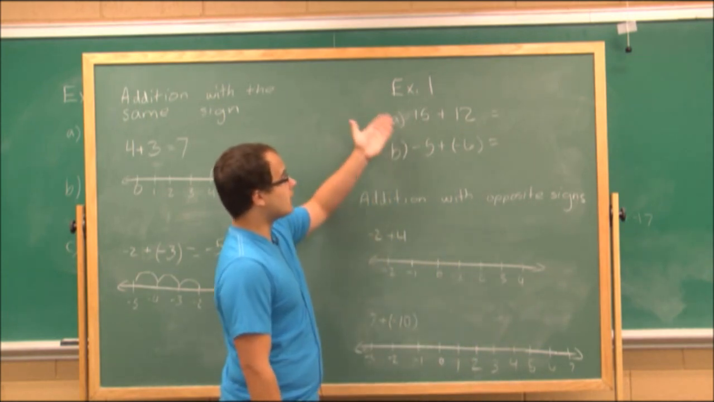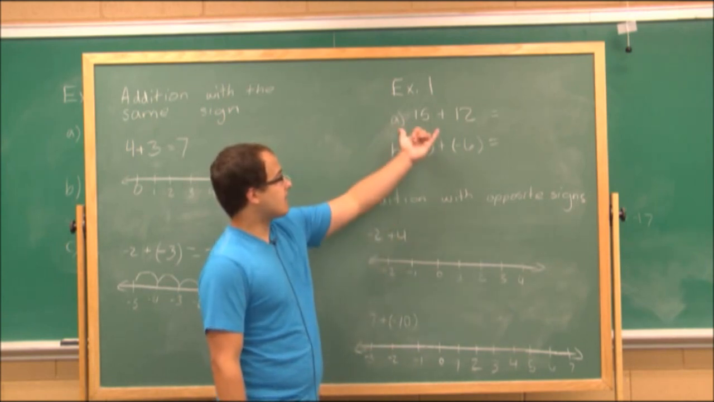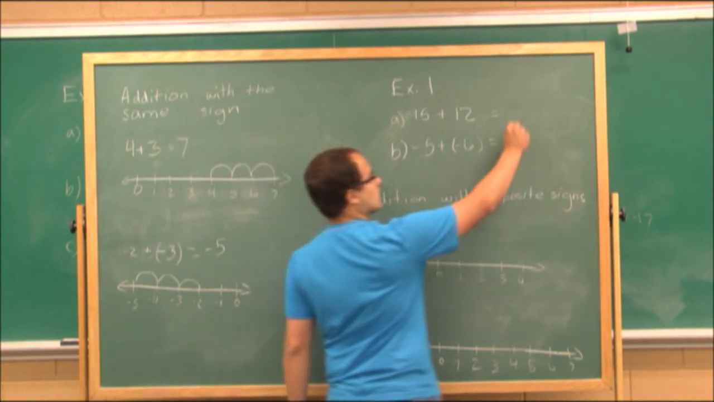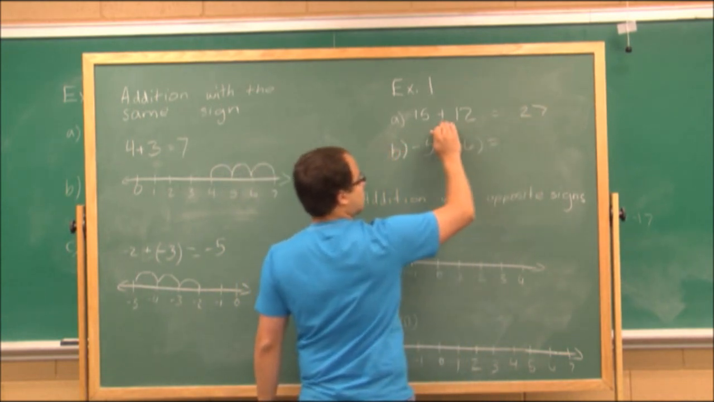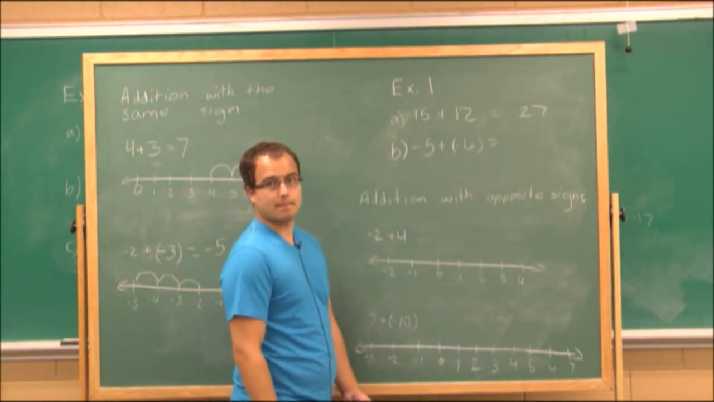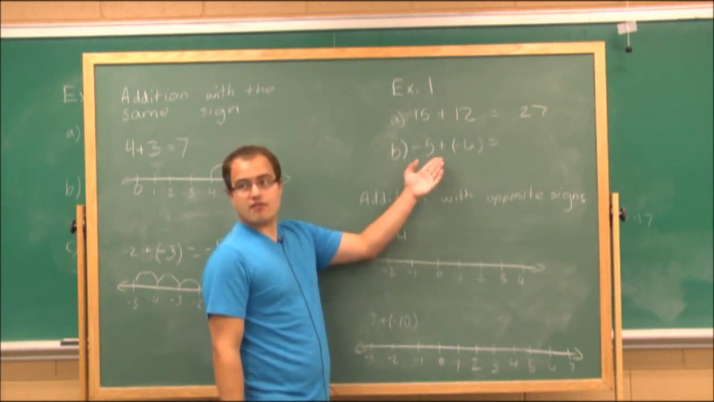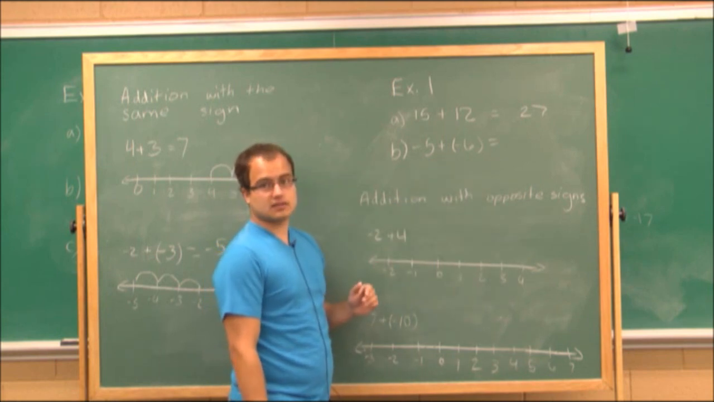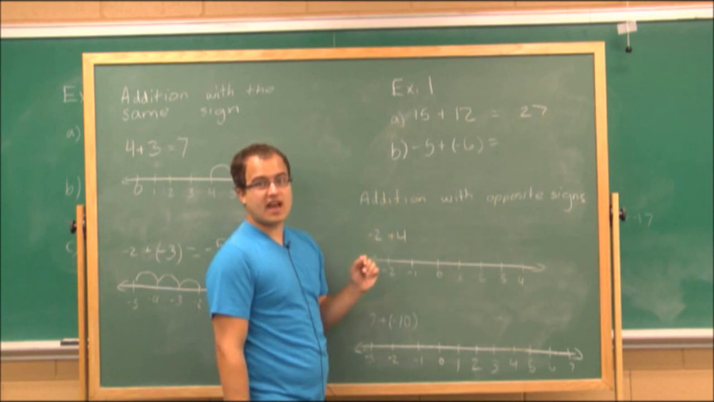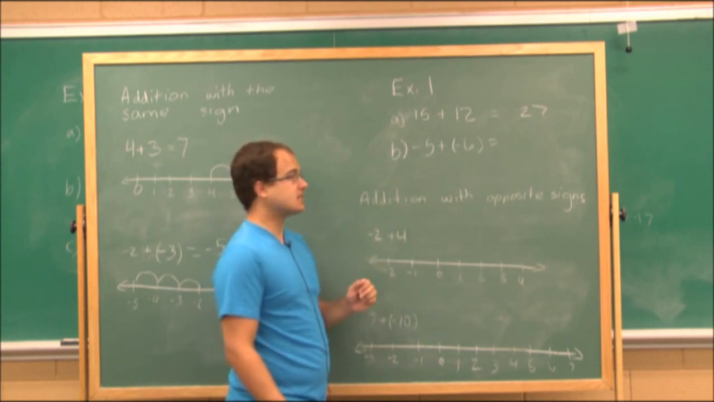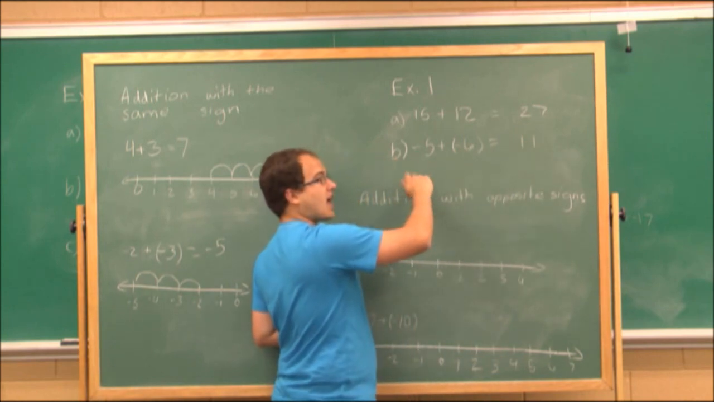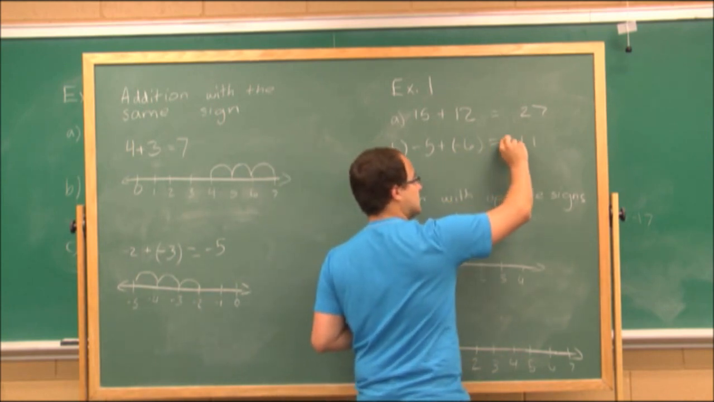So for example 1, A, 15 plus 12. They have the same sign. They're both positive, so I'm just going to add them. 15 plus 12 is 27. They're both positive, so my answer will be positive. B, negative 5 plus negative 6. They are both negative, so I'm just going to add their values. 5 plus 6 is 11. But since they are both negative, my answer will be negative.